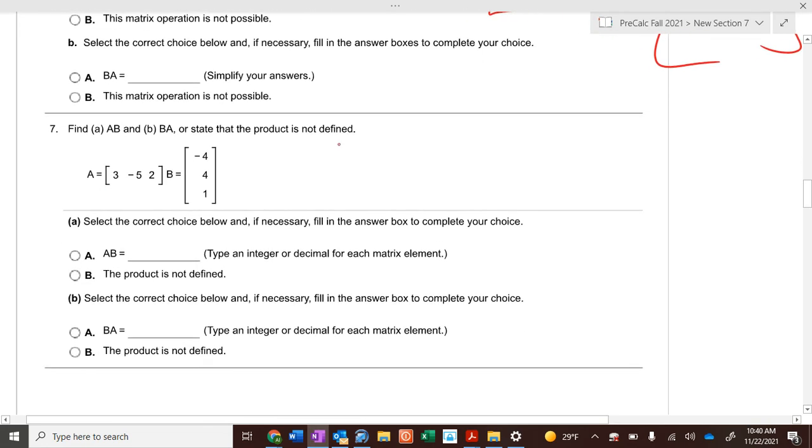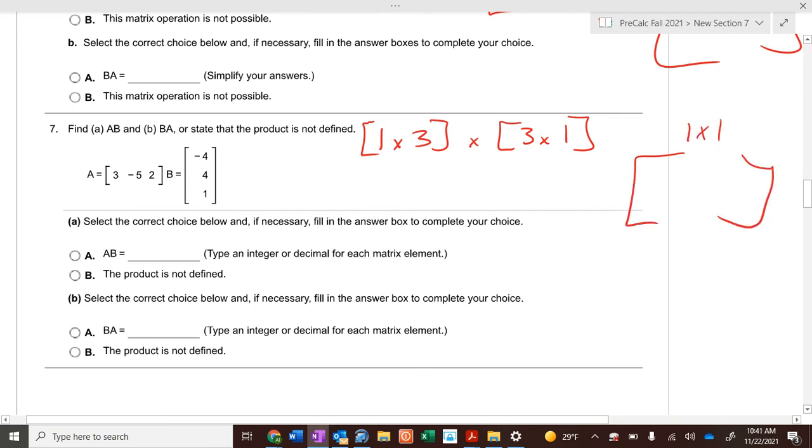Okay, in this one, we have a 1 by 3 times a 3 by 1. So when you multiply these, in the end, you're going to get a 1 by 1. What's a 1 by 1? Well, it's 1 row, 1 column, because the answer is just going to be what it is. Negative 12 plus negative 20 plus 2. Negative 32 plus 2 is 30. And that's just what it is. A 1 by 1 matrix, 1 number in there.